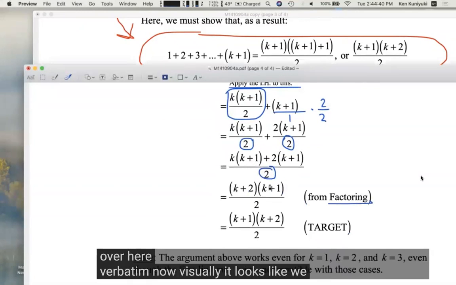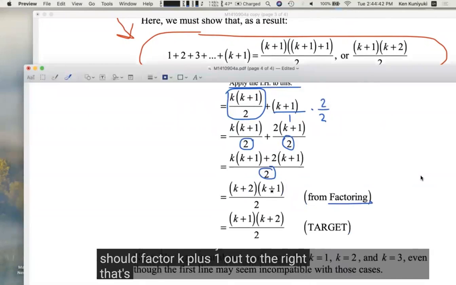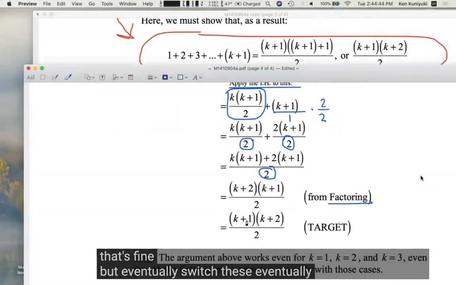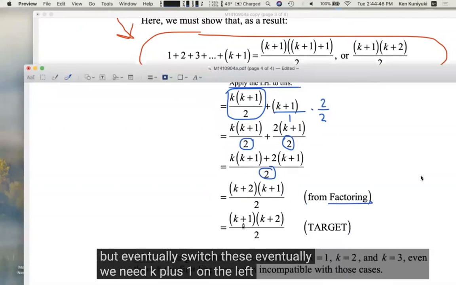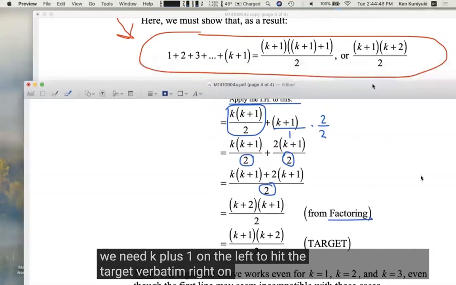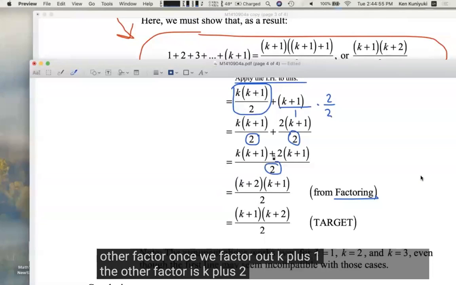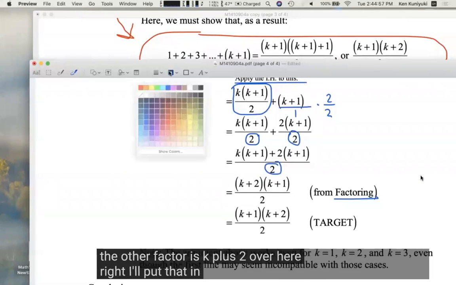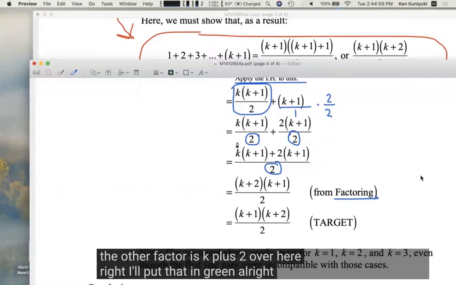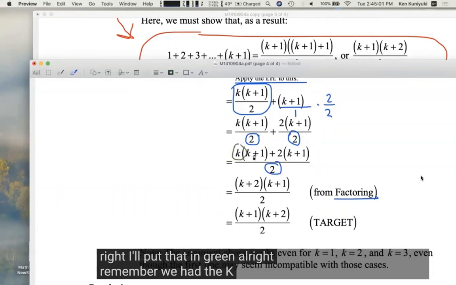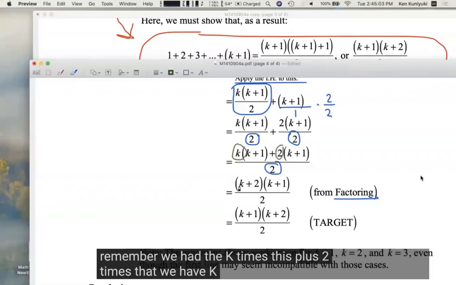Now, visually, it looks like we should factor k plus 1 out to the right. That's fine, but eventually switch these. Eventually, we need k plus 1 on the left to hit the target verbatim, right on the dot. The other factor, once we factor out k plus 1, the other factor is k plus 2 over here, right? I'll put that in green, right? Remember, we have the k times this plus 2 times that. We have k plus 2.